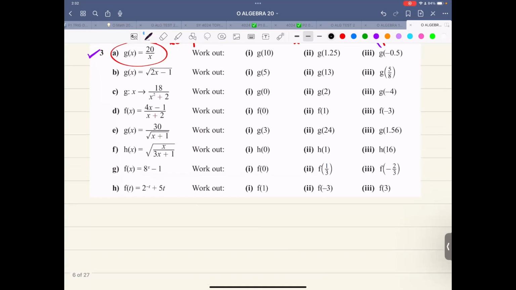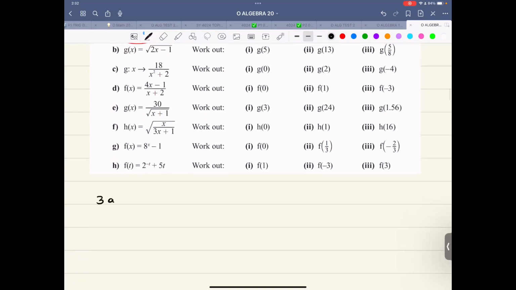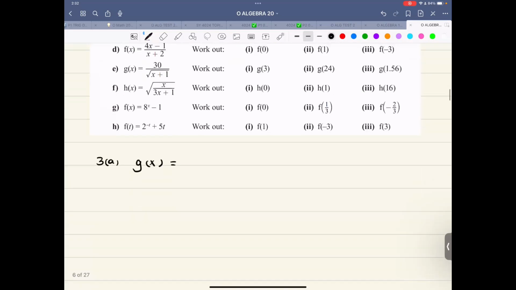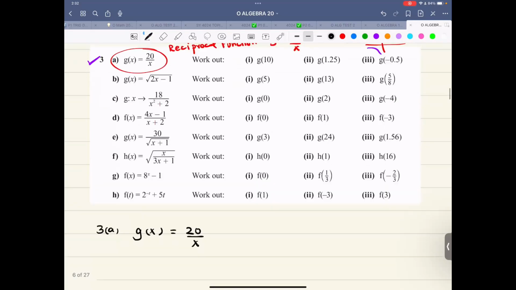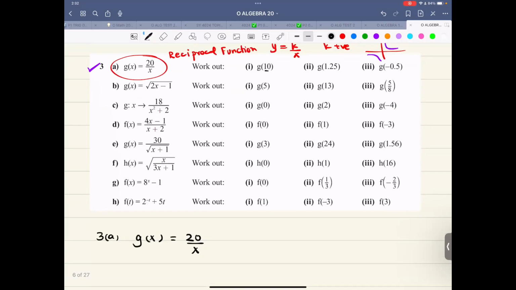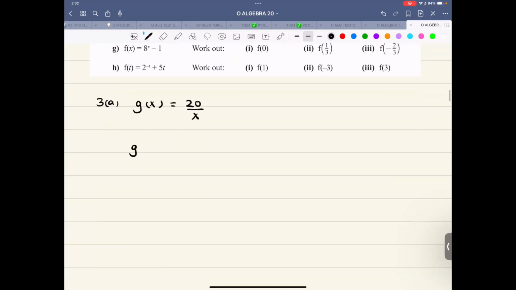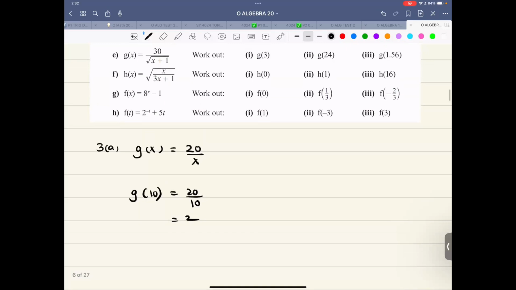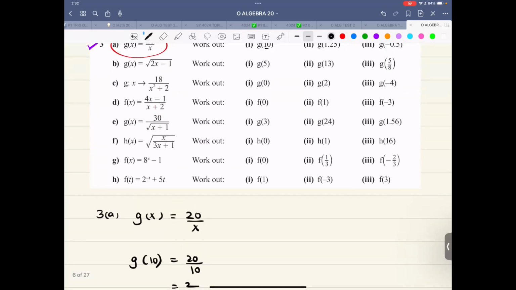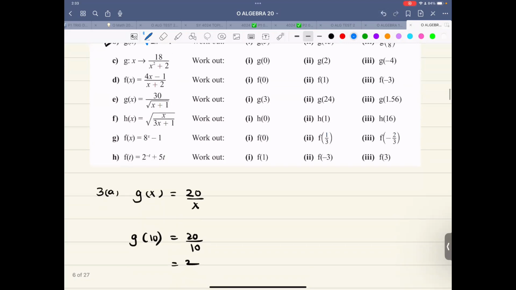So now if I plug in, g of x is equal to 20 over x. Let me plug in a value, let's say 10. So g of 10 is equal to 20 over 10, which comes out to be 2. Pretty basic. This one is a radical function. It has a square root over here, and we take the positive square root.